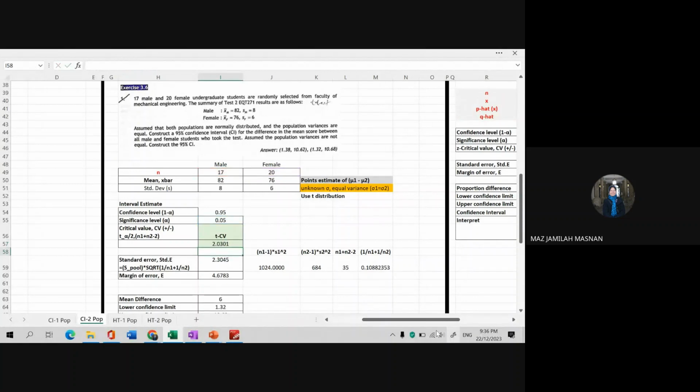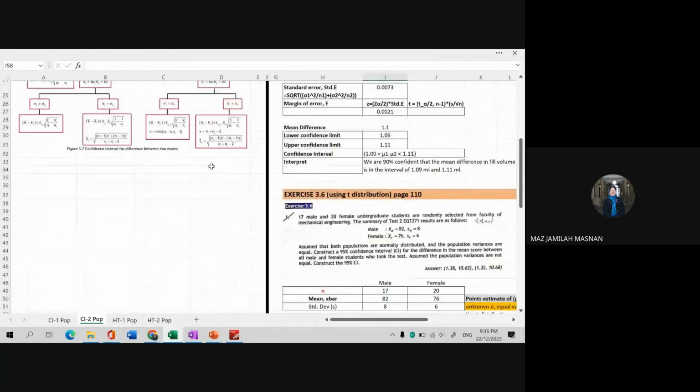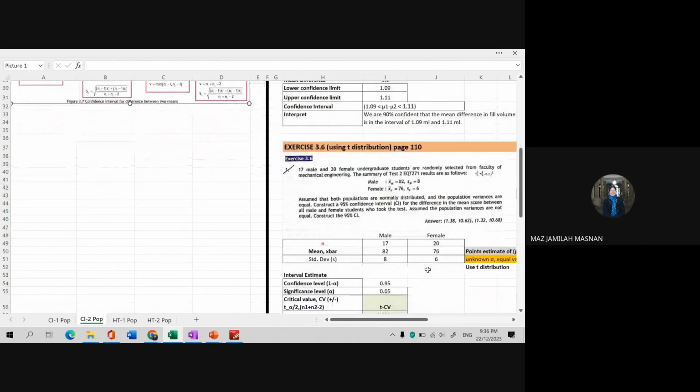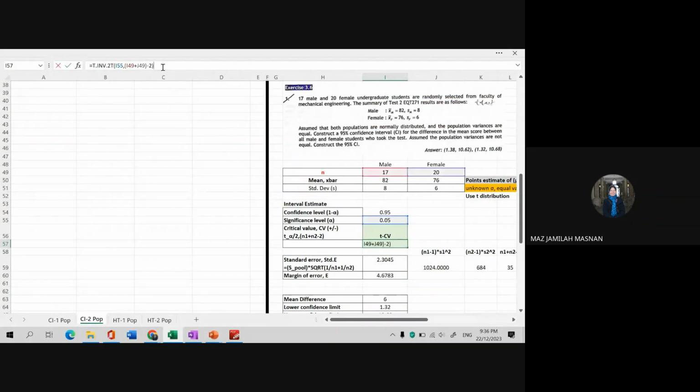So if you go to the formula just now, the formula is based on the V, the degrees of freedom, because the T will give the critical value based on T alpha over 2, comma V, where the V is given by N1 plus N2 minus 2. So that's why I use the instruction here. This I55 is referring to the alpha, and I49 plus J49 is this particular N1 plus N2 minus 2. So this will give me the critical value.